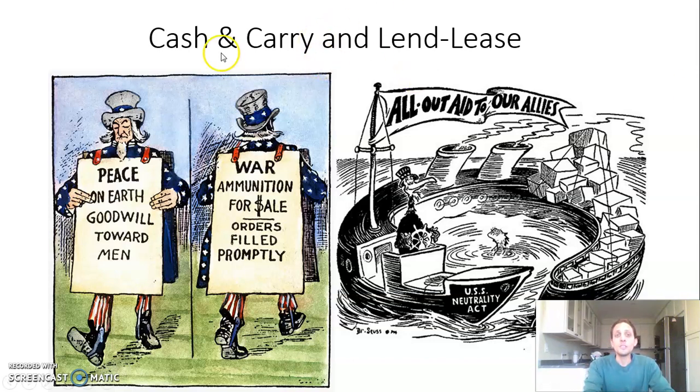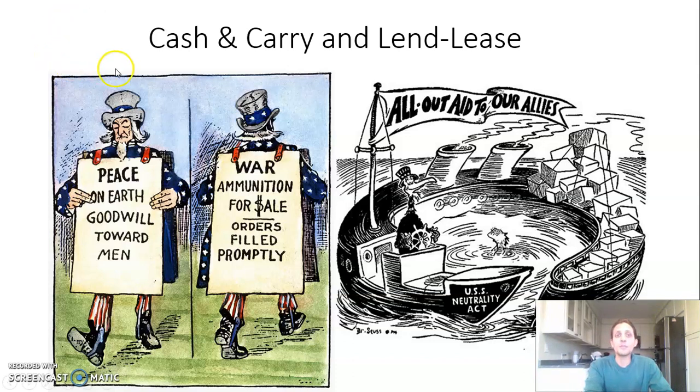And so the first program is called Cash and Carry, and just as the name suggests, we were willing to supply war goods or products to the combatants in the war, mostly the Allied powers, if they were willing to come to the United States, pick up the items, and bring them back, paying cash. And so that's our first program.